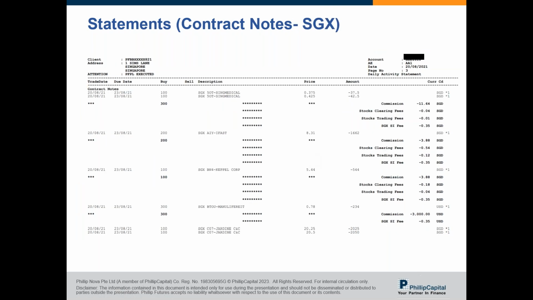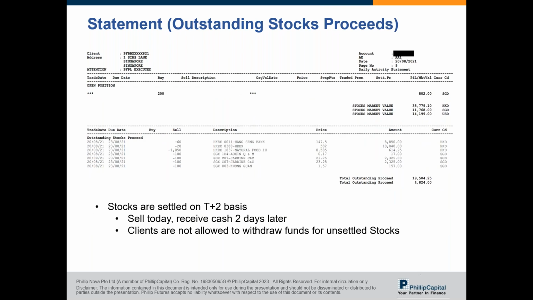We have the overall view of all the trades that you've done previously, and this is the second page of those same trades. Next, we have the open positions, where you can see all the shares that you already own. This is sent to you daily, and the existing value is also shown here. Stocks are settled on T+2, be it Singapore or US shares. If you sell today, you receive the cash 2 days later.